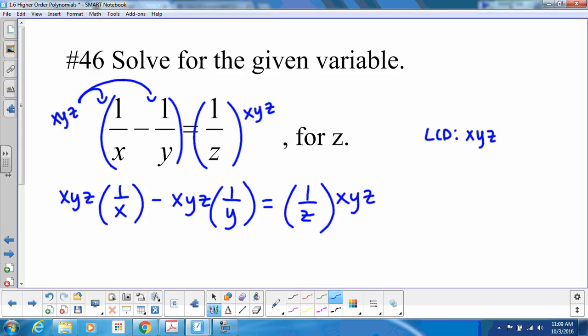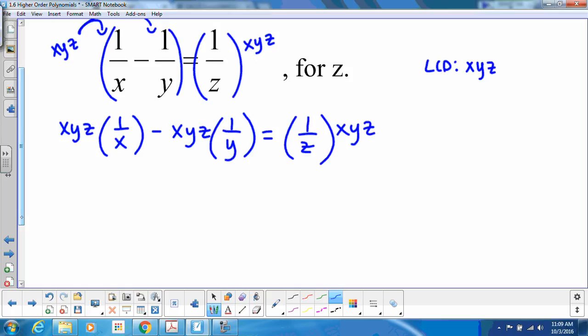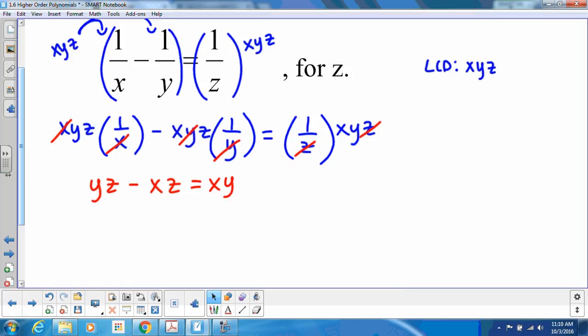Okay? So, in my first group, the x's cancel, and I'm just left with y, z. In my second group, my y's cancel, and I'm just left with x, z. And then in my third group, my z's cancel, and I'm left with x, y. What variable am I solving for? Z. So what do I do here? What do I have to do so I can combine those, so I can get just a z?